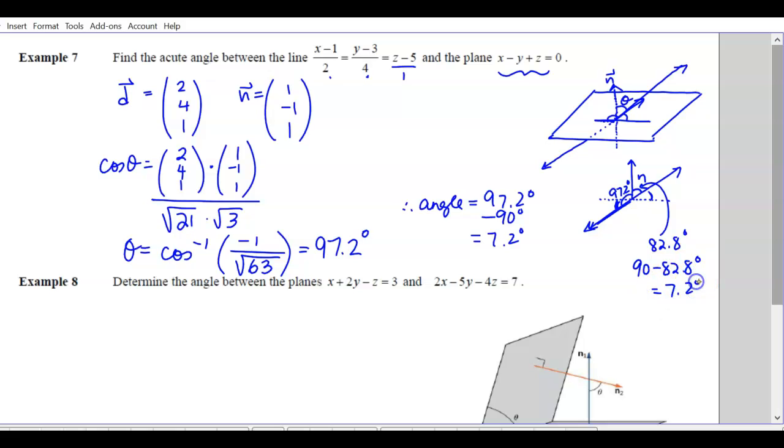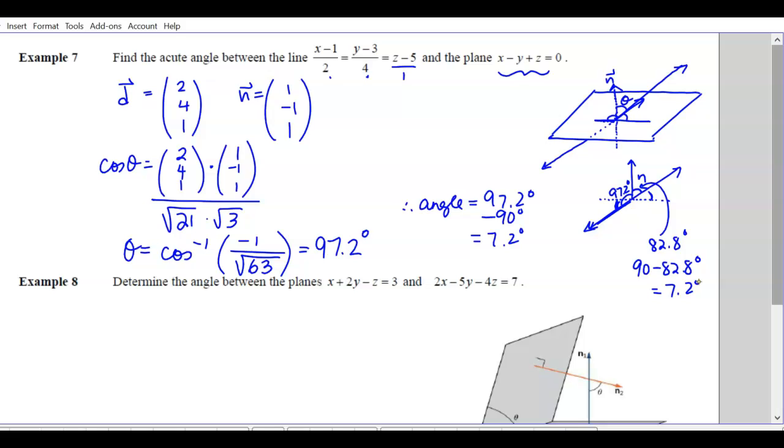So a couple of steps there. You don't just want to subtract 97.2 from 180. That's not going to give you the angle between the plane and the line. It gives you the angle between the normal and the line. Remember, when we're using dot product here, we're using the normal vector, so we're finding the angle between the normal and the line. It takes another step. Either you find the other angle and then subtract from 90, or you subtract 90 right away.